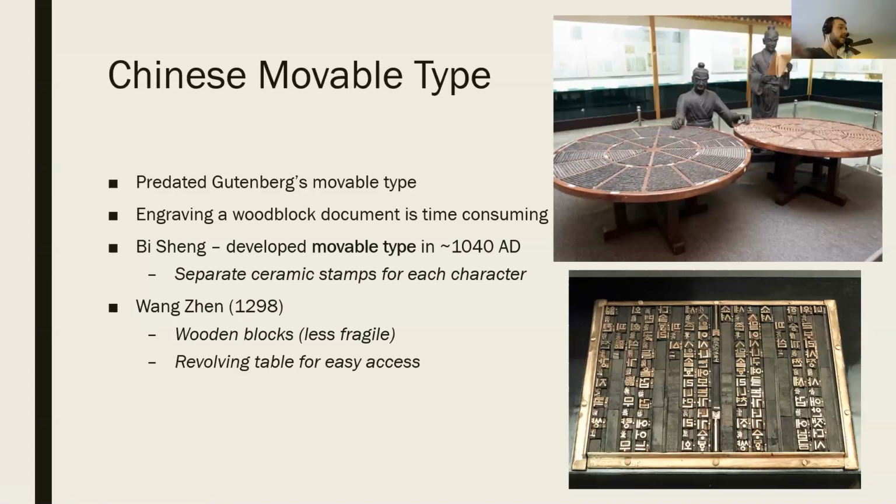And Wang Zheng also invented, as kind of a side note, a revolving table for easy access of the types. Remember that Chinese has a very large number of characters, and therefore to make a movable type system for this, you would have to carve out thousands of types. So being able to access them easily required a technology for easy organization. So these revolving tables were developed for that purpose.